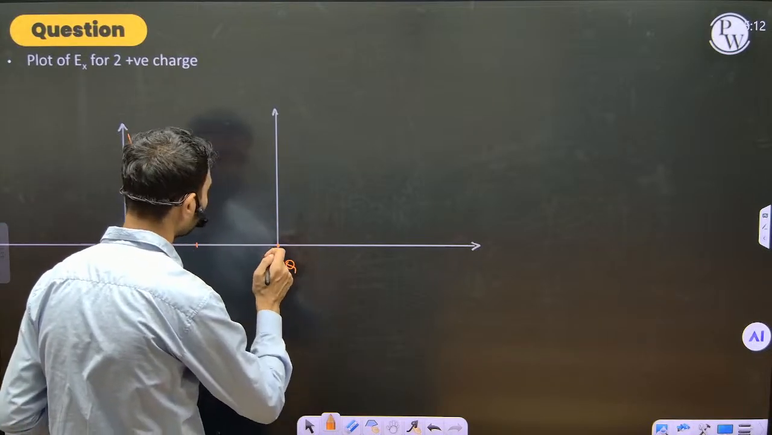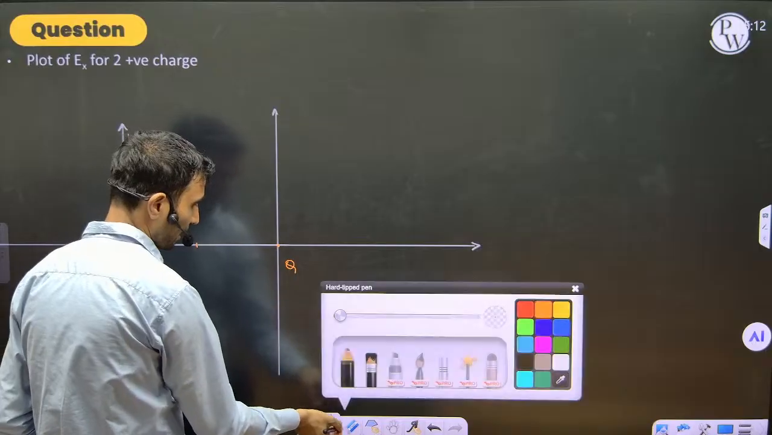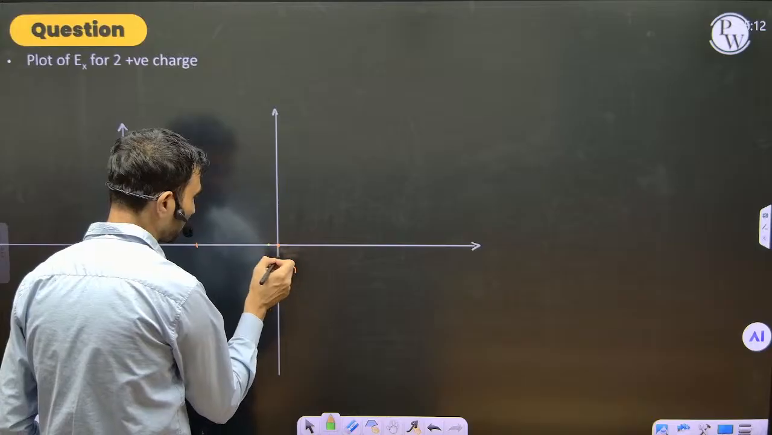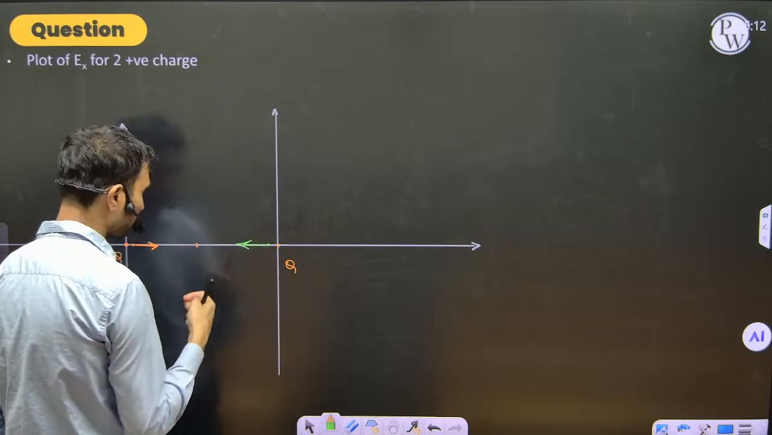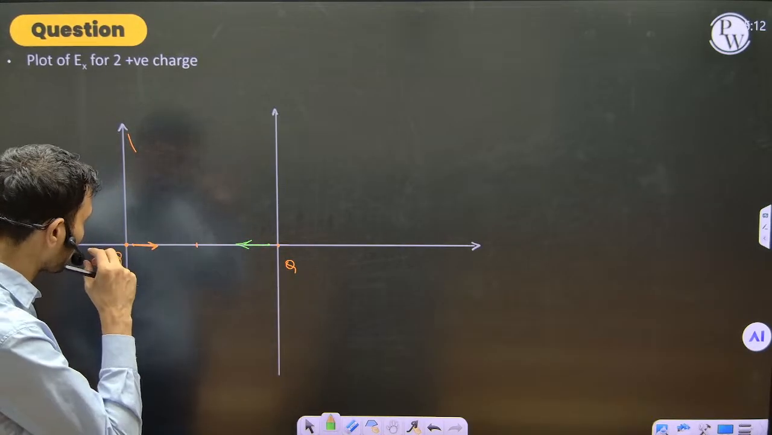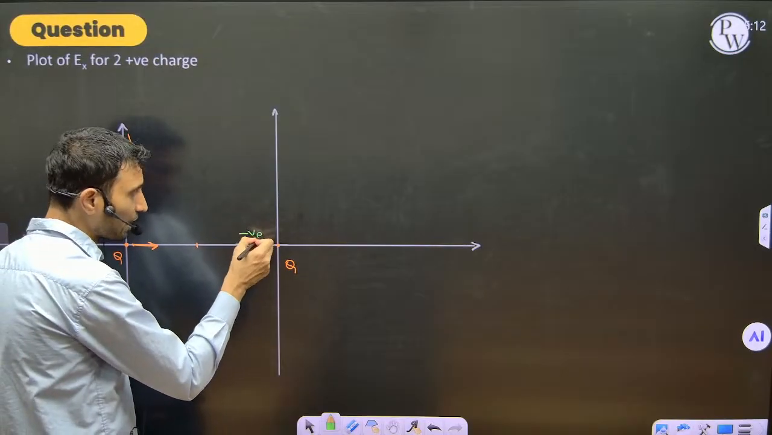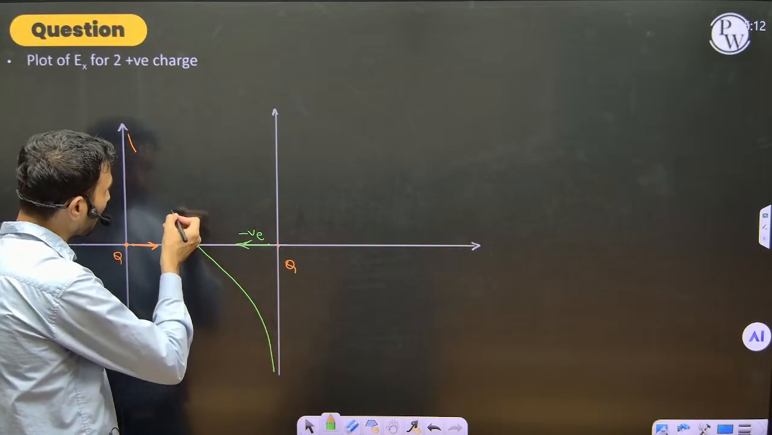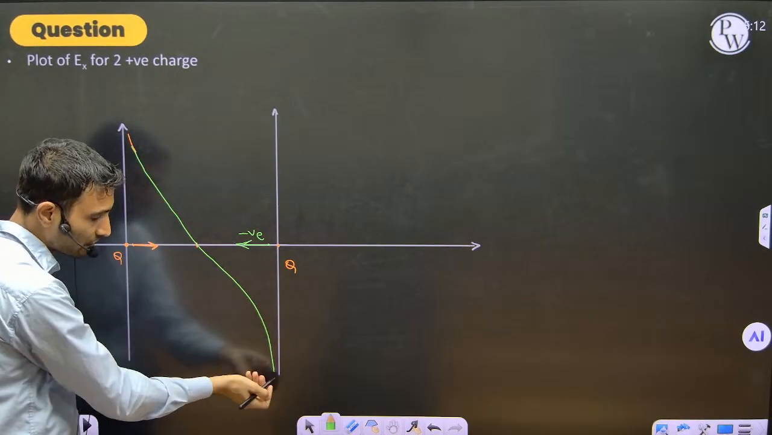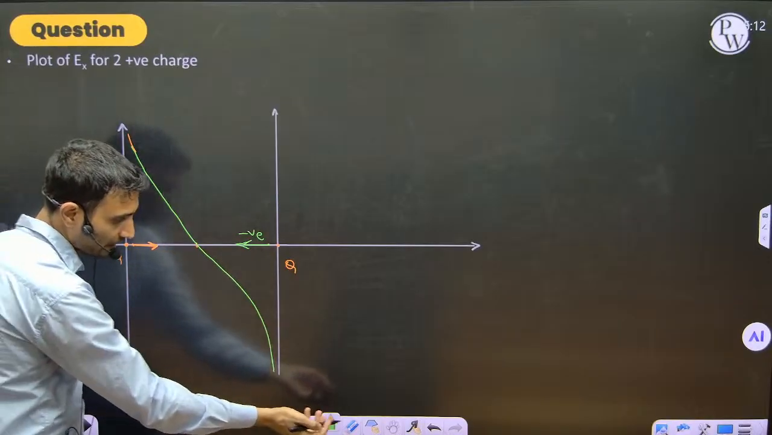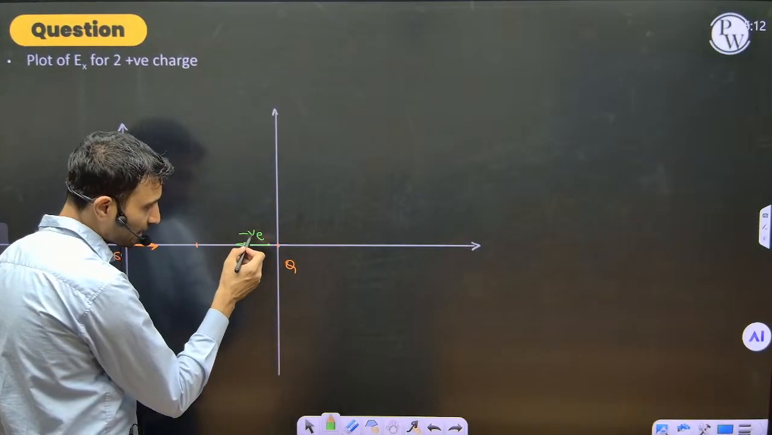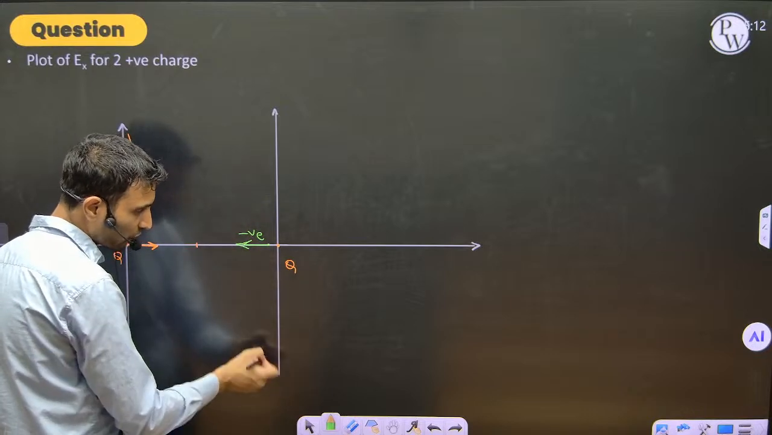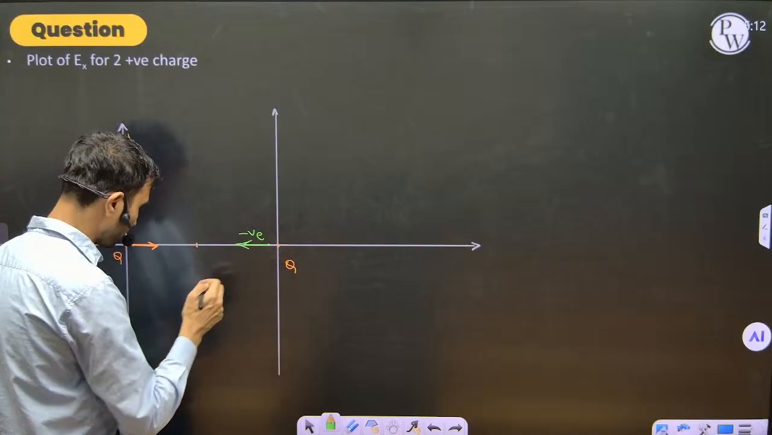Similarly, at this point, electric field will be in the left direction, away from it, right? So its component will be negative. It will be high but negative, right? So the graph will start from here, and it will touch this, and it will touch this, right? I make sure it starts from minus infinity. So see, again I'll tell you, it's negative, right? High negative means it has to start from the bottom because very close, so it will be high value, right?